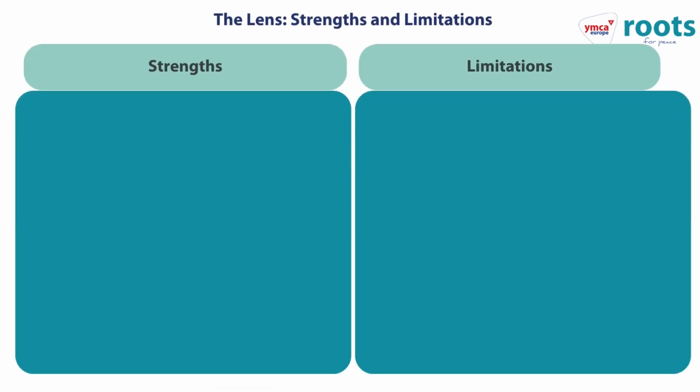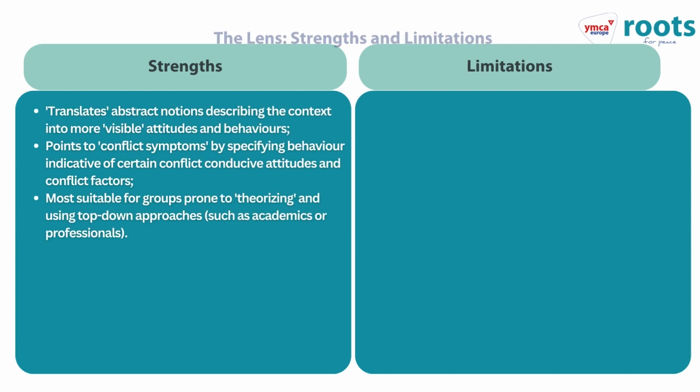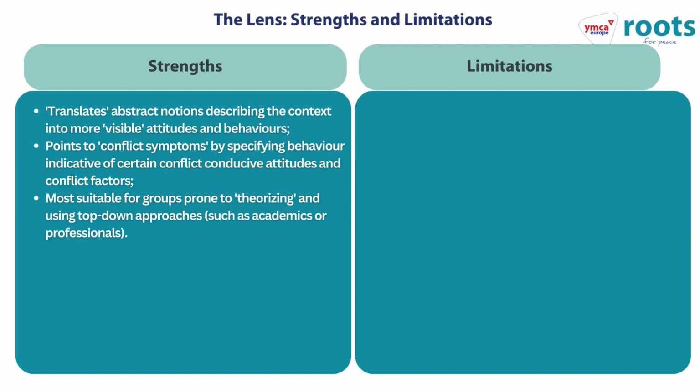The lens, strengths and limitations. Strengths. Translates abstract notions describing the context into more visible attitudes and behaviors. Points to conflict symptoms by specifying behavior indicative of certain conflict-conducive attitudes and conflict factors. Most suitable for groups prone to theorizing and using top-down approaches, such as academics or professionals.